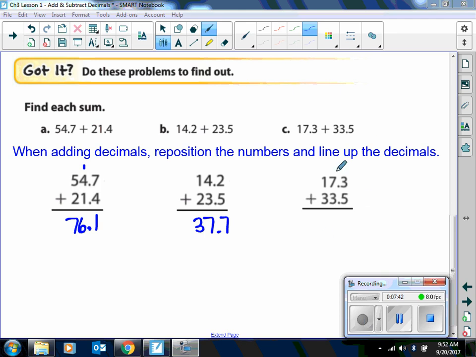All right, so now we have 17 and 3/10 plus 33 and 5/10. All right, so for example C, when you got your answer, there we have 50.8.